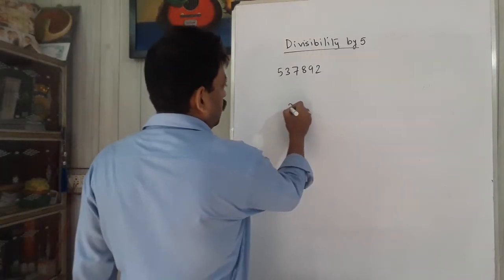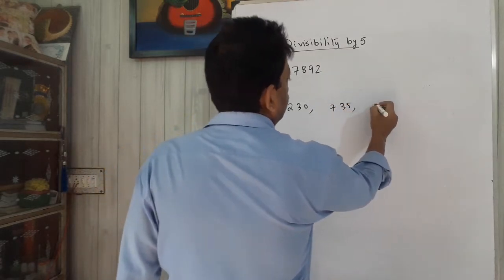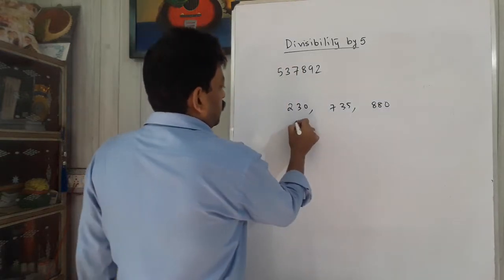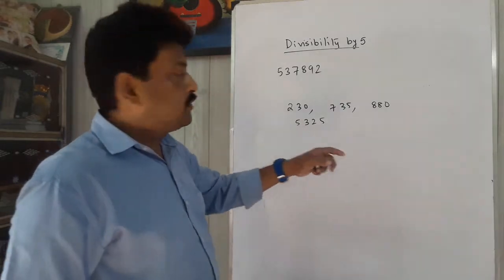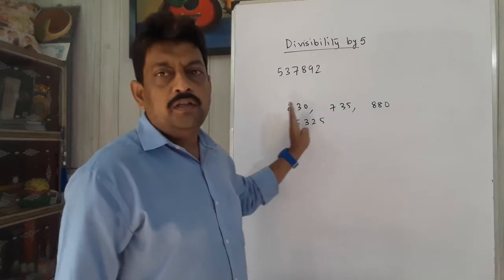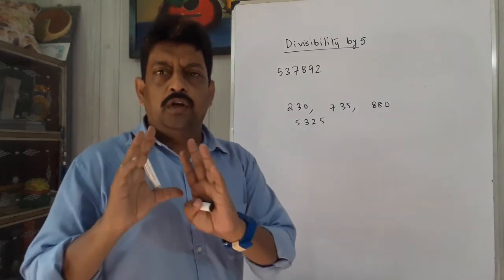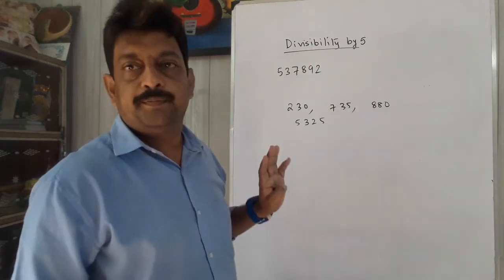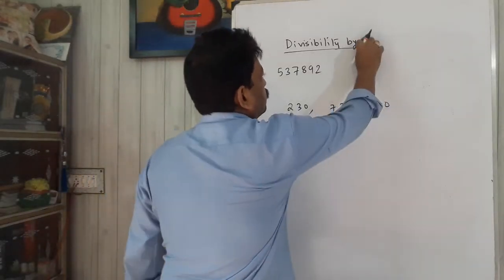Like 230, 735, 180, 5325. So in all these cases, you can see that the unit digit is either 0 or 5. Then all these numbers are divisible by 5. Okay, so you have to check the unit digit only in case of divisibility by 5. Understood? Now divisibility by 6.